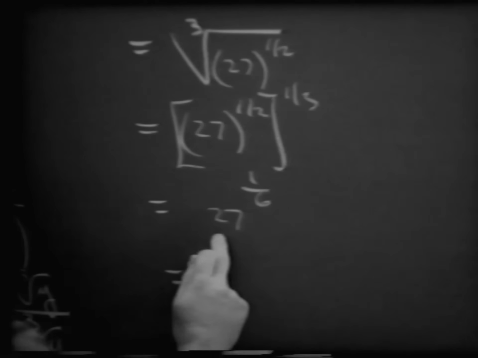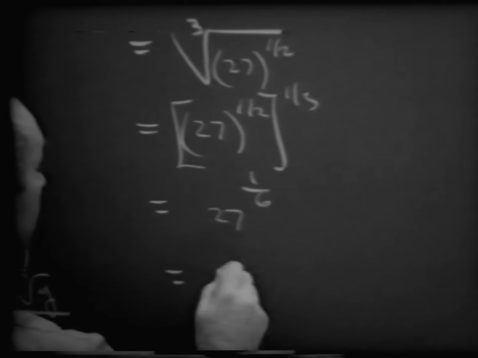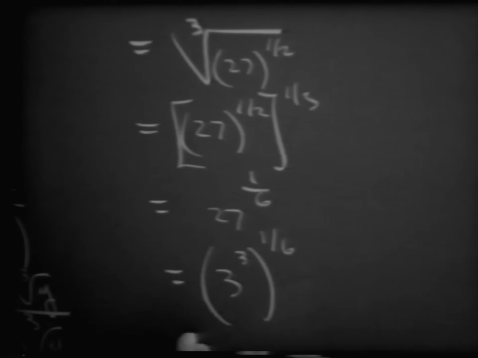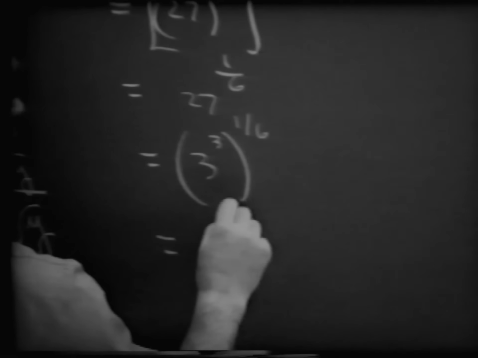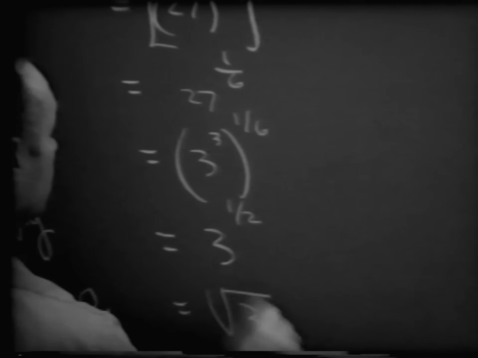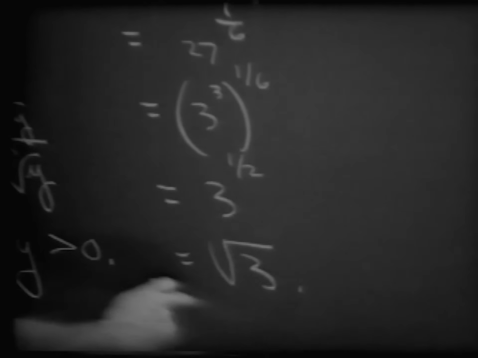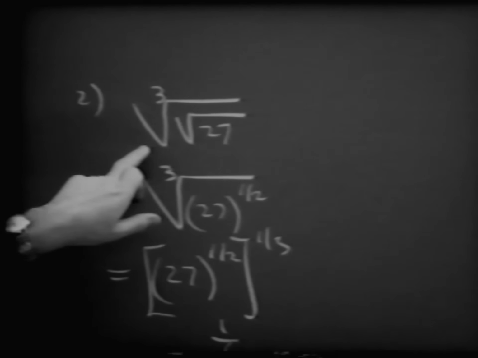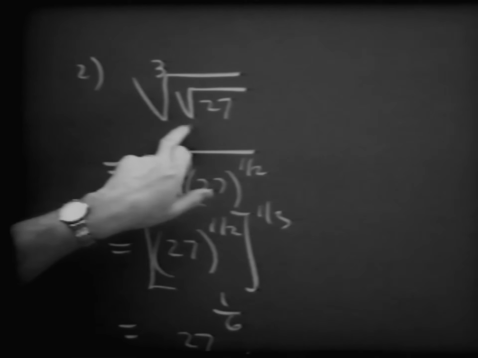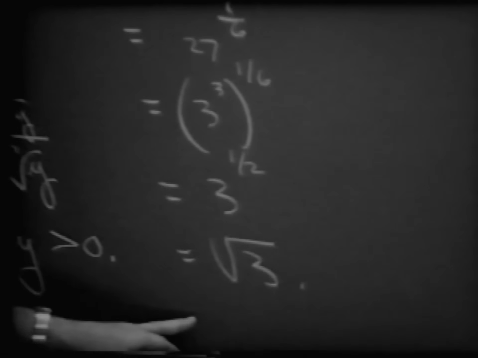But another name for 27 is 3 cubed, all raised to the 1/6 power. And now here we have a name for this, which is what? 3 raised to the 3/6, which is 1/2. And of course, then this may be written as the square root of 3. So we started out with perhaps a rather messy looking number, the cube root of the square root of 27, and the most simple name for that is the square root of 3. Well, let's look at another example.